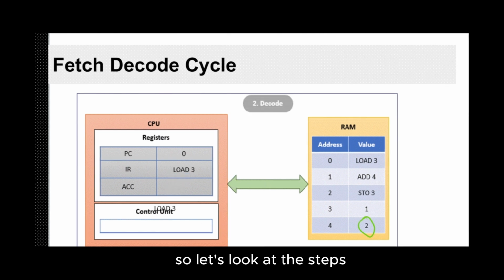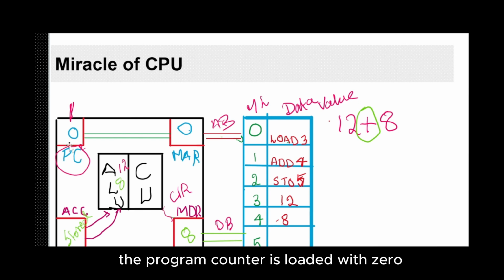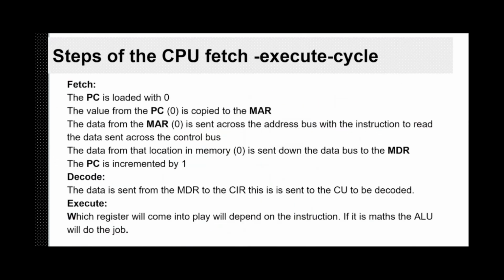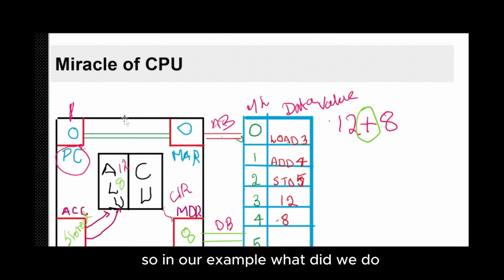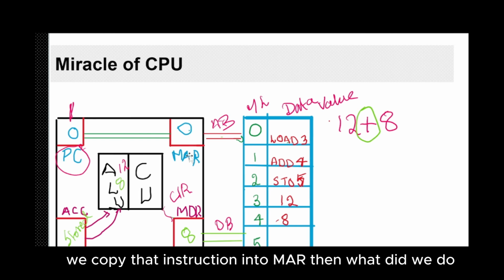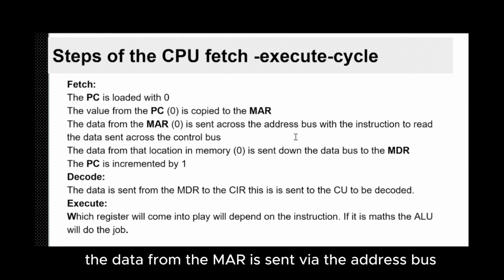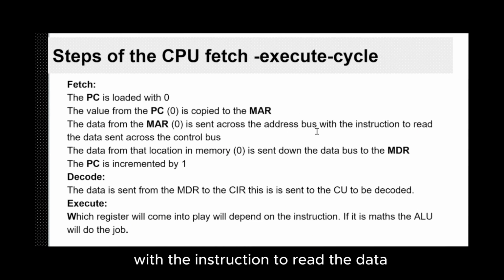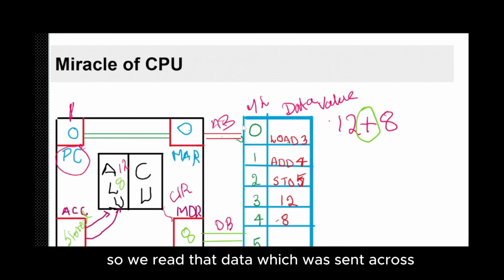So let's look at the steps. The program counter is loaded with 0. As we looked here, the program counter is loaded with 0. Then what happens? The value from the program counter is copied to the MAR. So in our example, what did we do? We copied that instruction into the MAR. Then the data from the MAR is sent across the address bus with the instruction to read the data across the control bus. Okay, so we read that data which was sent across.